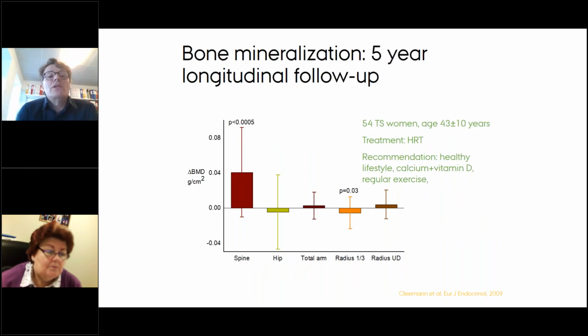This is a study we did some years ago, just focusing on the risk of osteoporosis or decreased bone mineral density. In this study, we looked at 54 adult women with Turner syndrome, optimized their treatment as much as we could, and during a 5-year follow-up period, we could actually see that this middle-aged population could increase their bone mineral density, especially when we look at the spine. Just emphasizing that even though you have an adult woman, you can still optimize her treatment.